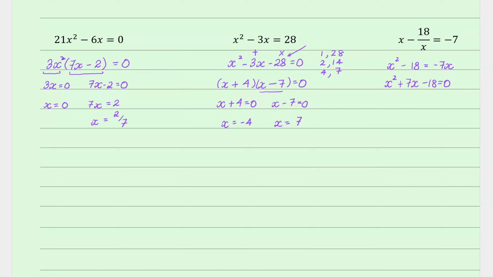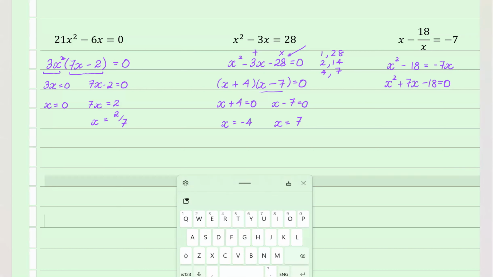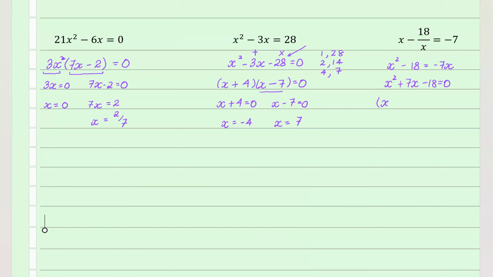Once again, we go through. Is there a common factor? No. Does it look like difference of two squares or a perfect square? No. So we're going to try and hope for the best to see, can it actually be factorized? So are there two numbers that times together give you 18 but add up to be 7? So once again, list your factors of 18.